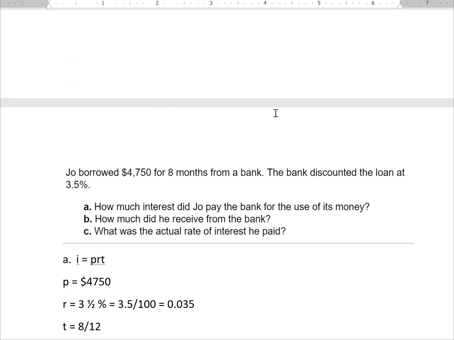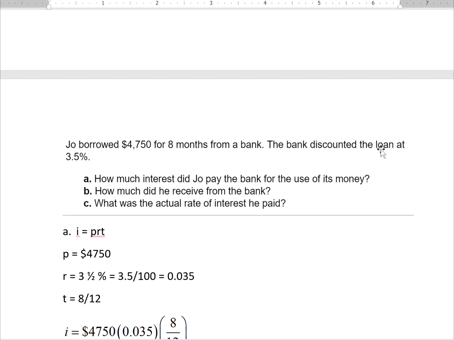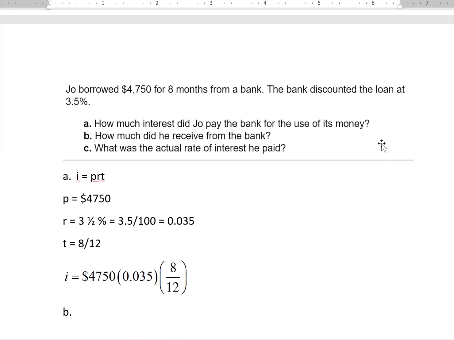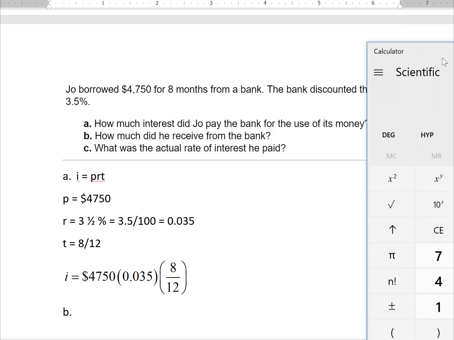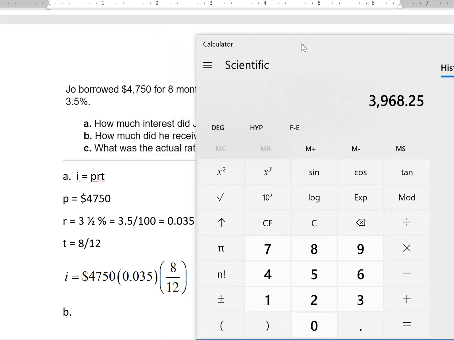Joe borrowed $47.50 for 8 months from a bank. The bank discounted the loan at 3.5%. How much interest did Joe pay to the bank for the use of the money? So we use the same formula, I equals PRT, and I've put the numbers into the formula. And let's go ahead on our calculator, and again, we'll start with the fraction part. So we're going to take the 8 and divide by 12.